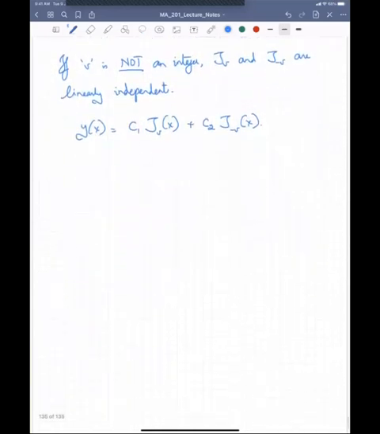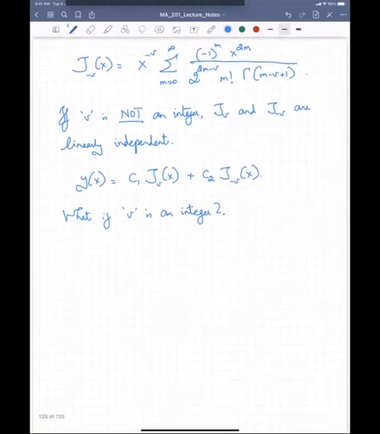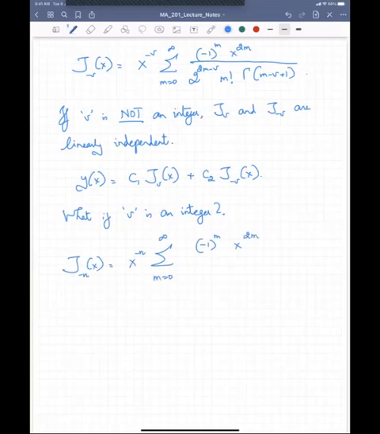Okay, but what happens if nu is an integer? What if nu is an integer? In that case, are Jn and J minus n linearly independent? Let's investigate. Let us look at the formula for J minus nu and let's put nu to be an n. So J minus n would be equal to x to the minus n, sum m equals 0 to infinity, divided by 2 to the 2m minus n, m factorial.